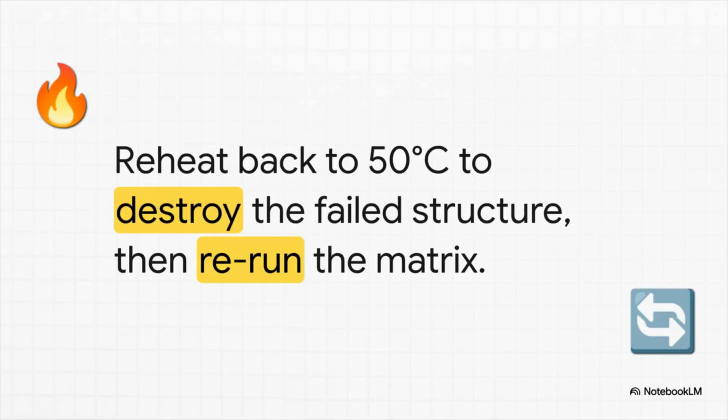Now, if you see fat bloom, take a deep breath. Here is the fix. Do not panic. Your chocolate isn't wasted. You haven't ruined your expensive ingredients. You actually have the scientific power to literally reset the chocolate's crystal memory. All you have to do is reheat that exact same batch back up to 50 degrees Celsius for dark chocolate or 45 for your dairy-based chocolates. This completely destroys the failed crystal structure. Then, you simply rerun your chosen physical method and follow your temperature matrix again with exact precision. You can reset and try again as many times as you need.